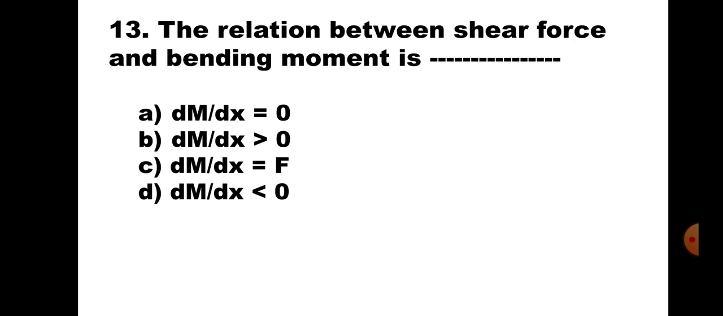Question number 13. The relation between shear force and bending moment is A dM by dx is equal to 0, B dM by dx is greater than 0, C dM by dx is equal to F, and D dM by dx is less than 0. Just now we have solved a question on that. Here the rate of change of bending moment is shear force. Hence the correct answer is C, dM by dx is equal to F.